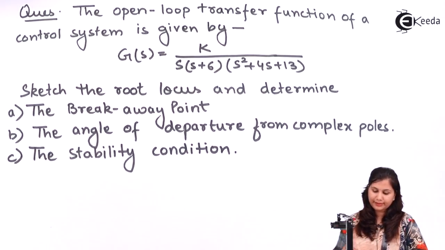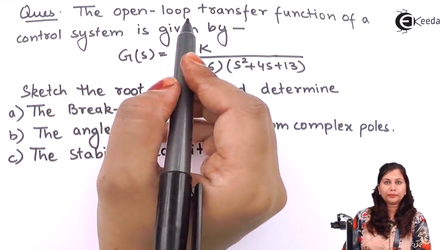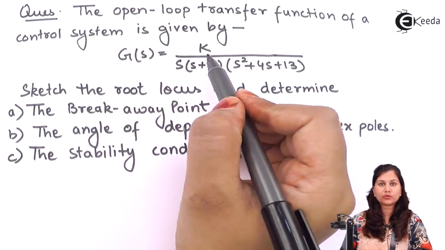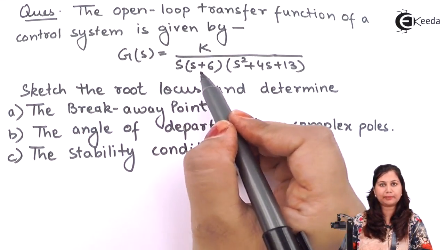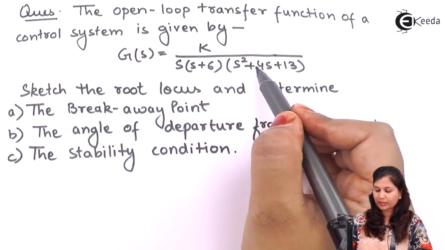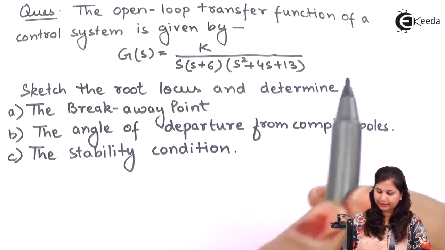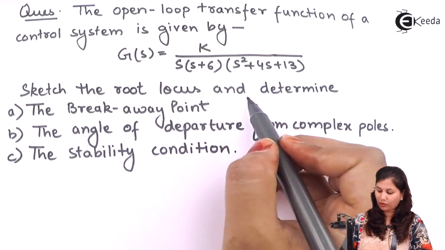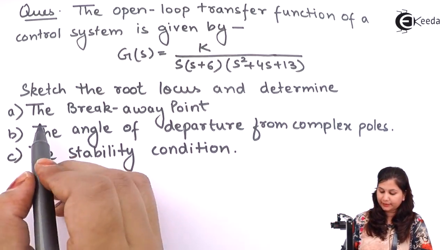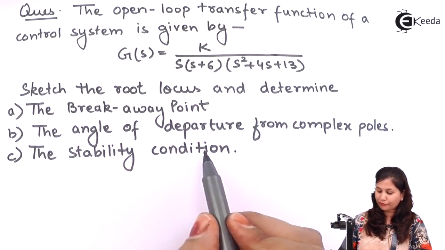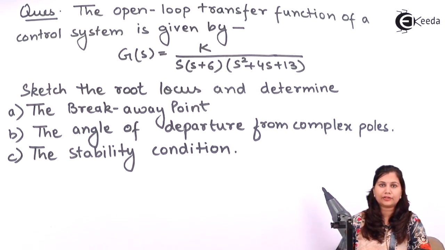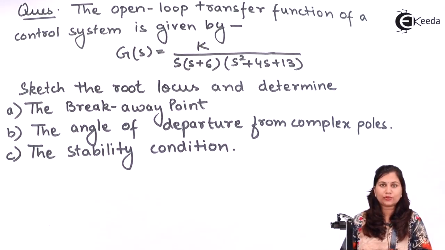So our problem is we are given the open loop transfer function of a control system, that is G(s) equals K upon s(s + 6)(s² + 4s + 13). And we have to sketch the root locus of this system, and we have to determine the breakaway point, the angle of departure from the complex poles and the stability condition. So let's try to solve this problem.